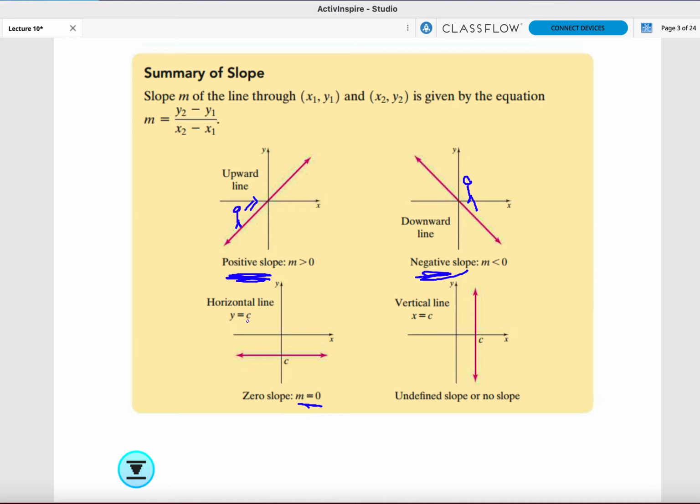Slope is 0 and it's y equals c. And then x equals c is a vertical line, that's an undefined slope or no slope at all. But undefined is what we're going to be used to calling it, okay? Remember, pause this here so you can draw these summaries of slopes in your notebook. It's going to be a great asset for you as you work on your assignments and study for test 4.